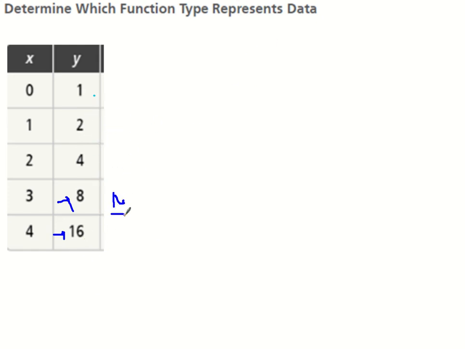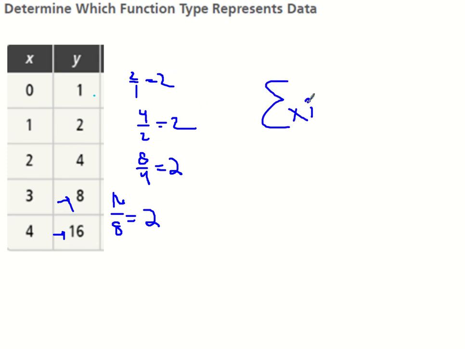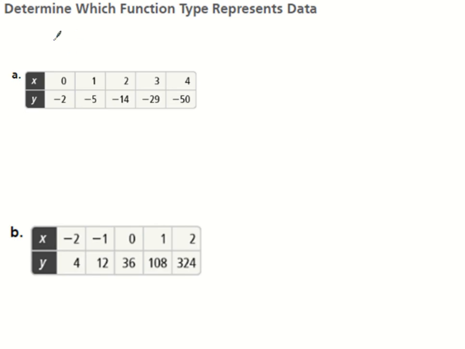And this is going to be 16 over 8, which is 2. If I compare these consecutive y's, that's 8 over 4, which is also 2. 4 over 2 is 2, and then 2 over 1 is 2. So by finding the ratio of consecutive y's, right next to each other, I got 2 each time, so therefore it is an exponential function with a constant ratio of 2. There you go. Okay, try these 2 on your own. Tell me if it's linear, quadratic, or exponential, please.